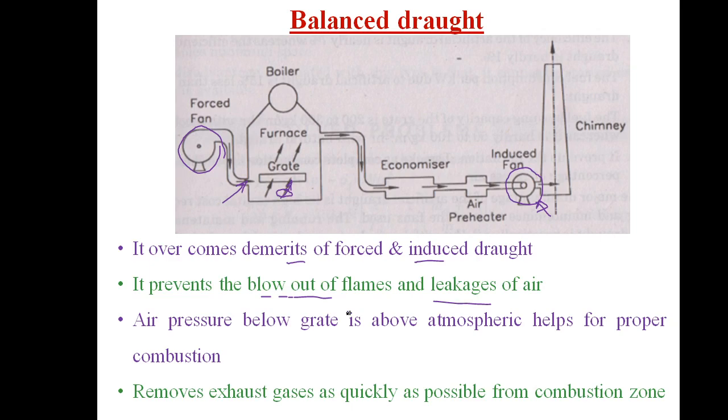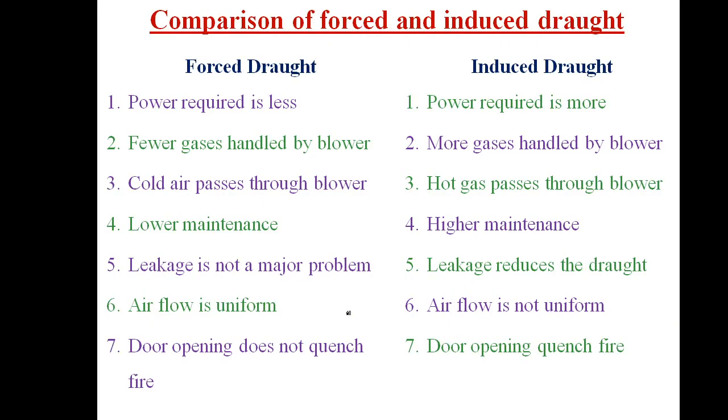Now coming to the next, comparison between forced and induced draught. Forced draught requires less power because less quantity of air, Ma, is handled by the blower, but in case of induced draught, the gases mg is equal to Ma plus 1. If we burn 1 kg of fuel, then it produces hot gas of mass Ma plus 1. So more power is required in induced draught. Fewer gases are handled by forced draught, whereas more gases are handled by the blower of induced draught.